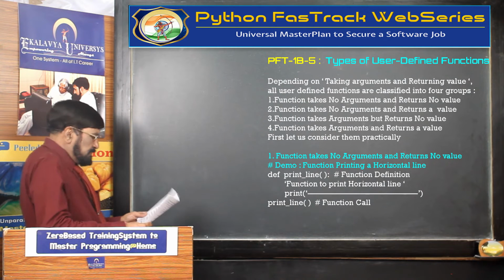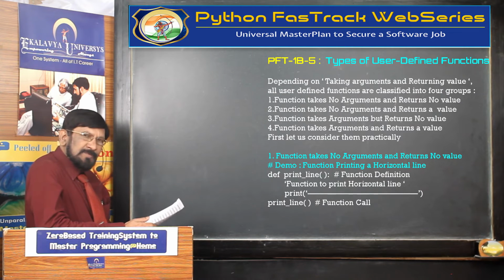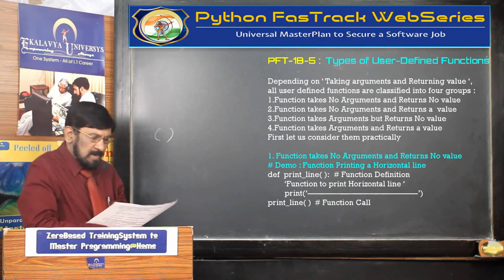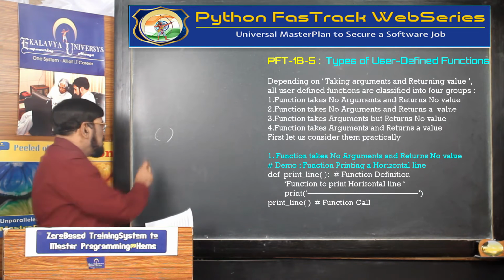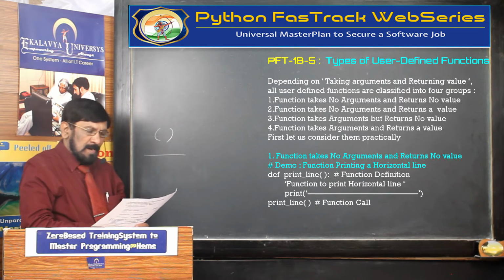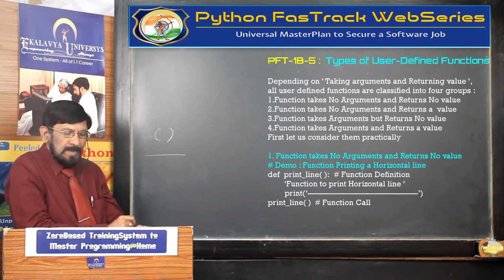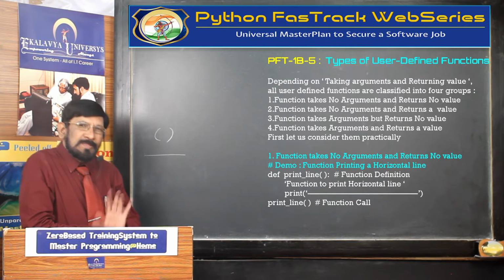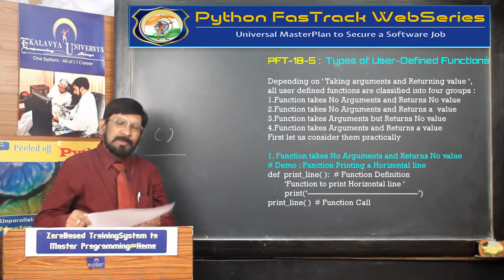Now first one is print line. In the print line function we are not giving any argument because the parentheses are empty. That means we are not giving any argument. And inside what is there? It prints a line. One print statement is there. It draws a line. Whenever you make a function call, print line function call, it draws a line and goes. Okay, that is the first type, function with no arguments and no return value.